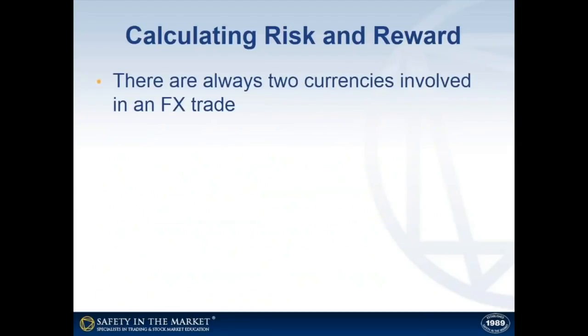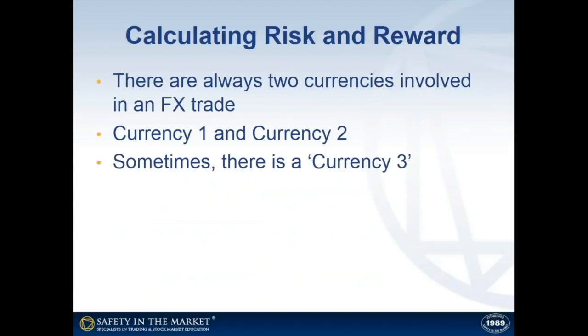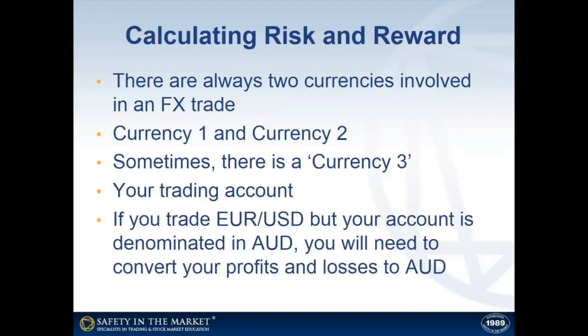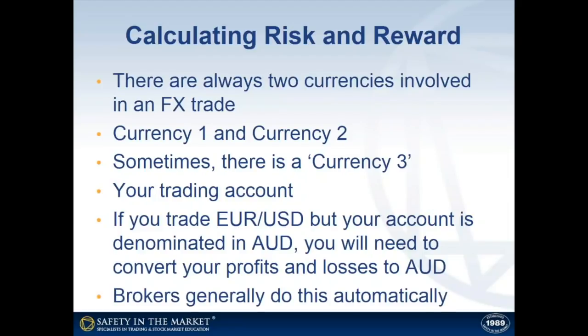Now, when we calculate risk and reward, remember there's always the two currencies involved, which are currency 1 and currency 2. But remember I said earlier, sometimes there is a currency number 3. And that currency 3 is the currency that your trading account is denominated in. If you're trading the euro against the US dollar, but your account is denominated in Australian dollars, you're going to need to convert your profits and losses into Australian dollars. Brokers will generally do that automatically for you, but as I said, there is going to be that slight discrepancy when that transaction occurs.